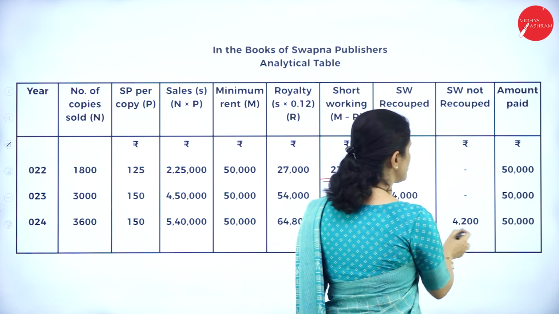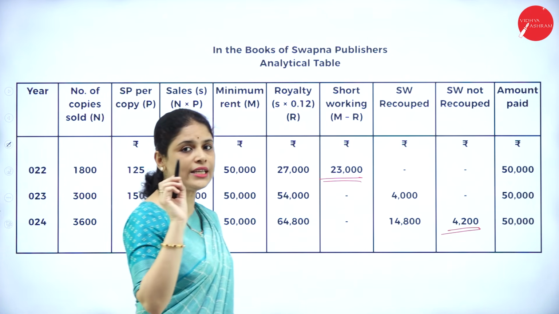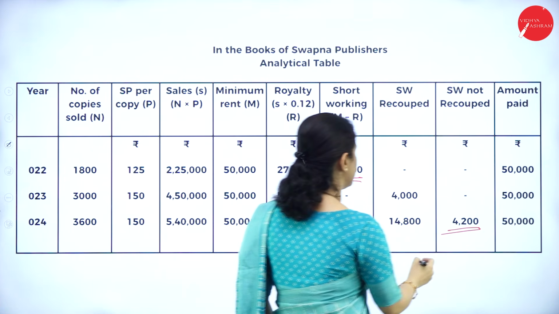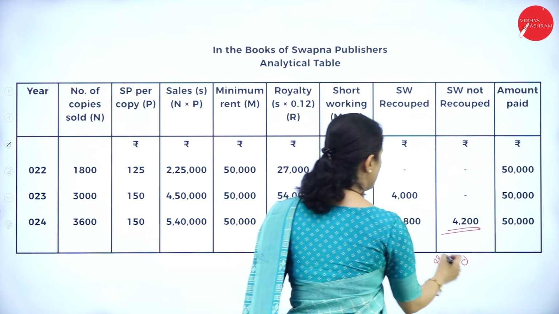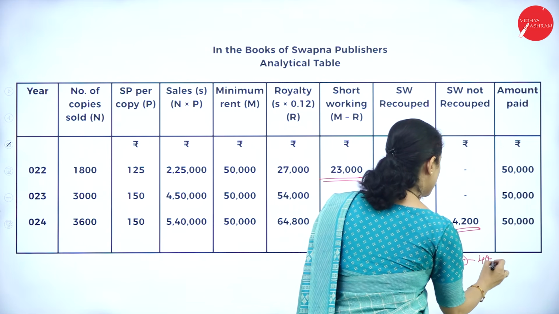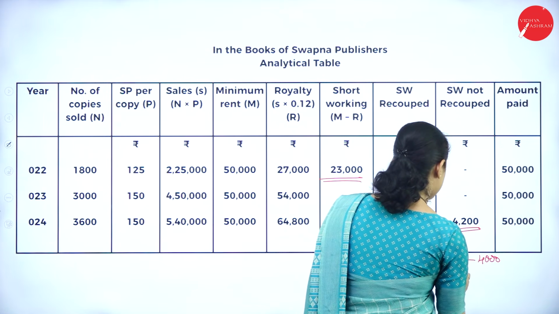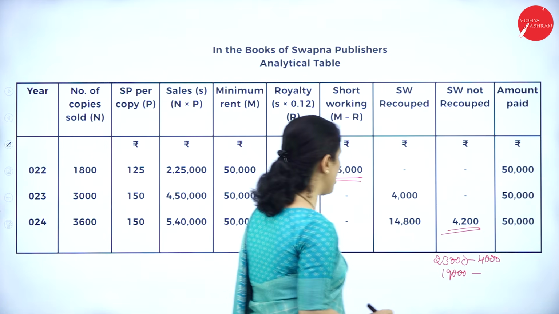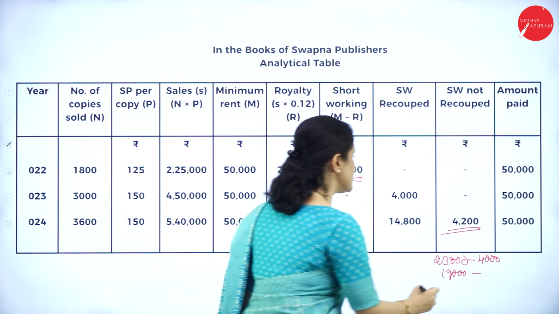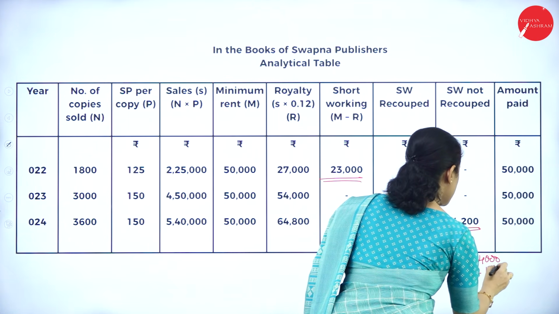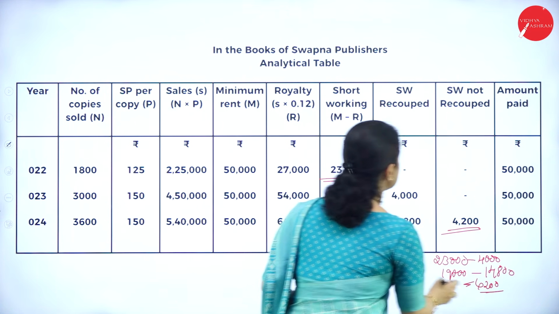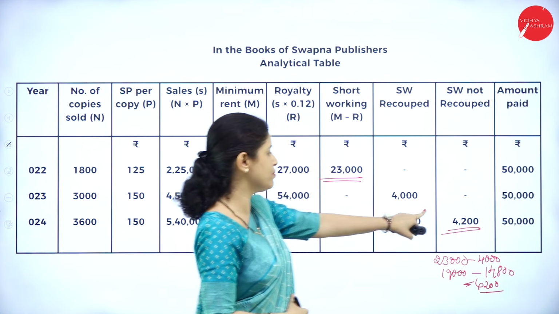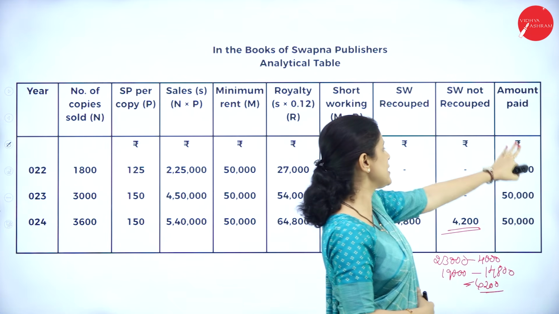So that means how much short working is not recouped? That is 4,200. See, 23,000 was the short working. First year, how much is recouped? 4,000. That means 19,000 remains. So next year, how much we can recoup? 14,800. That means how much is left? 4,200 is left. That is the short working not recouped. Next, amount paid.